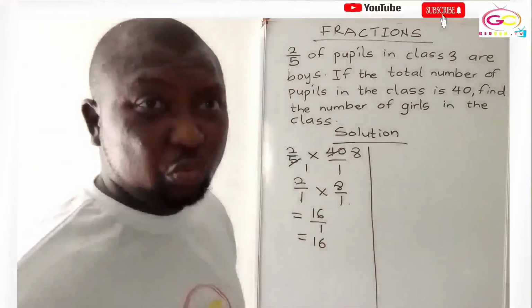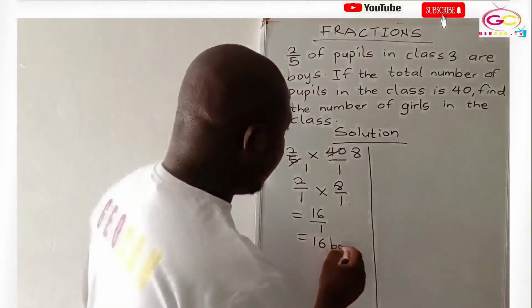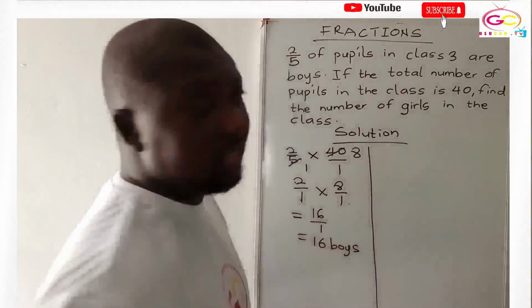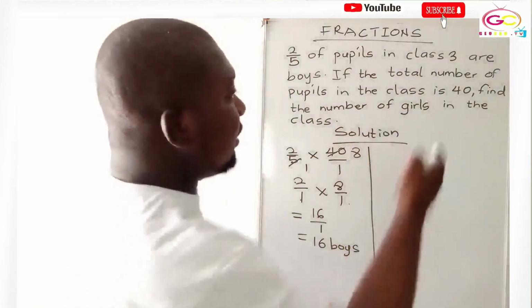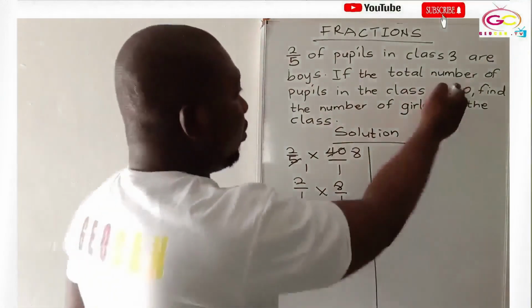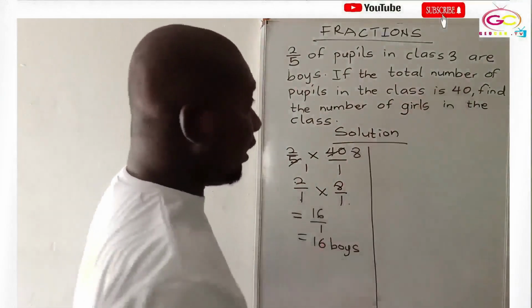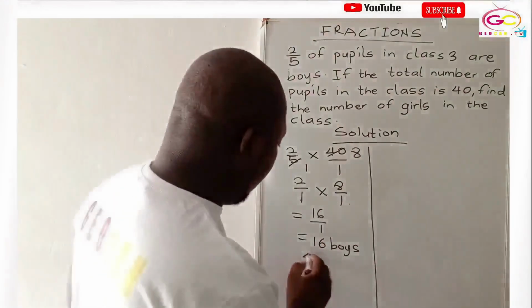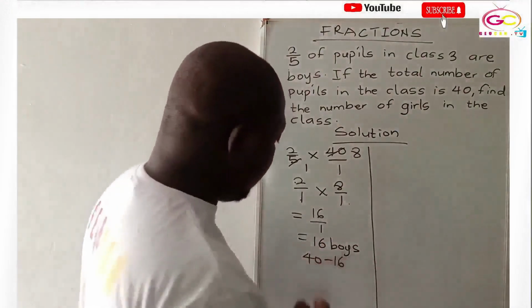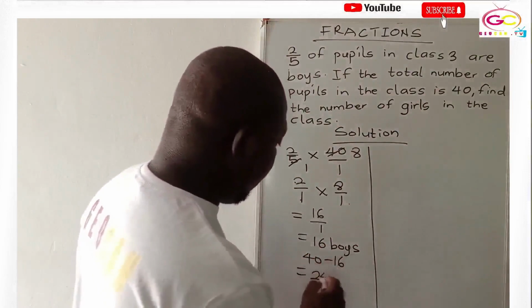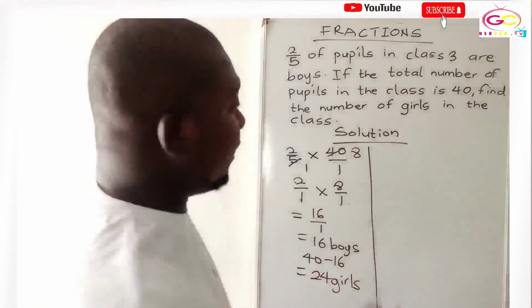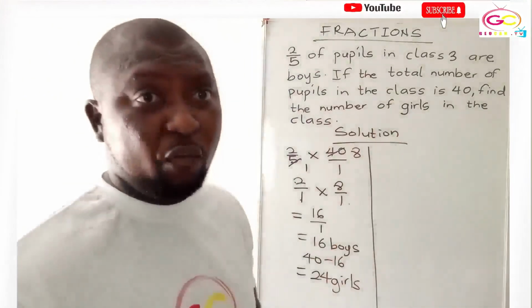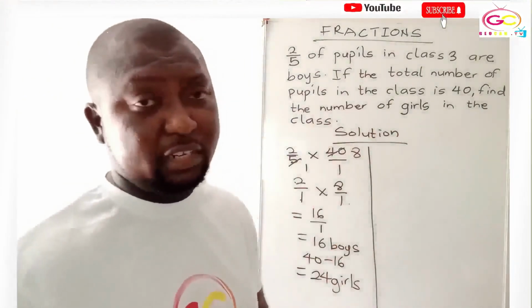So this is the actual number of boys. So we have 16 boys. This is the actual number of boys in the class. But we are told to find the number of girls, right? And since we know the total number, the 40, minus the number of boys, so 40 minus 16 will give us 24. So meaning you have 24 girls. That's what we were told to look for, easy as ABCD, right?